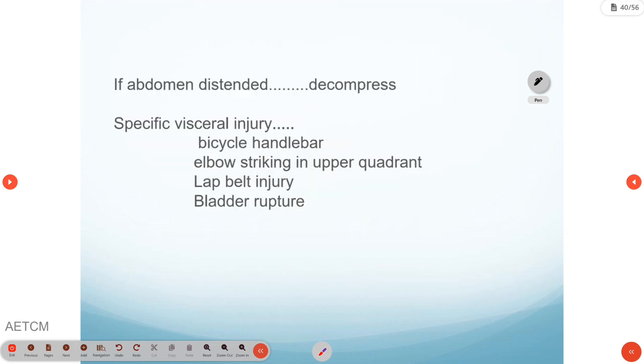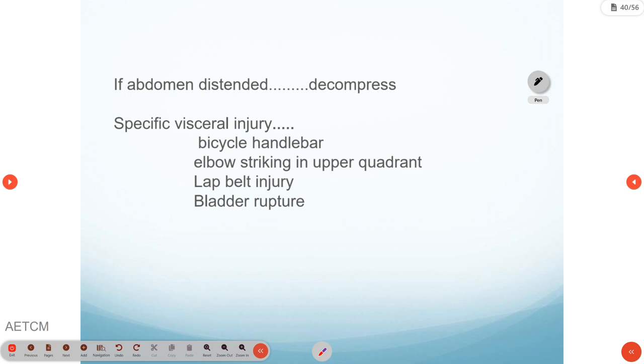Then in the ER, when the child presents and the abdomen is very distended, in the pediatric group the difference is that the child will be crying out of pain and it can cause aerophagia. So the abdomen might be very much distended. So in these children, we can put in a Ryle's tube and decompress so that our examination will be correct. Once it is decompressed, then you proceed with the abdominal examination. So in the pediatric group always make sure that the abdomen is decompressed.